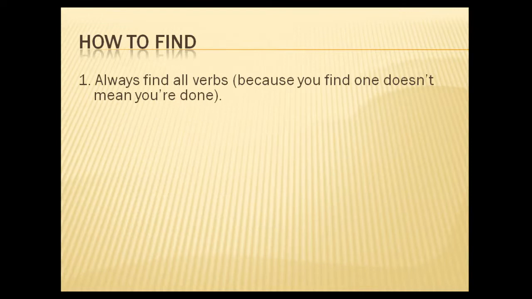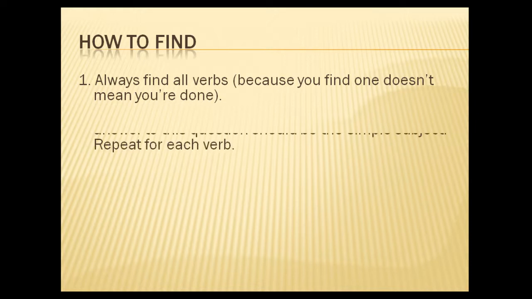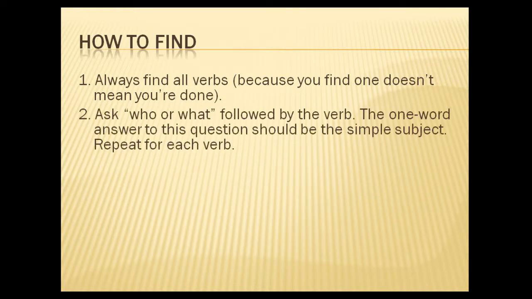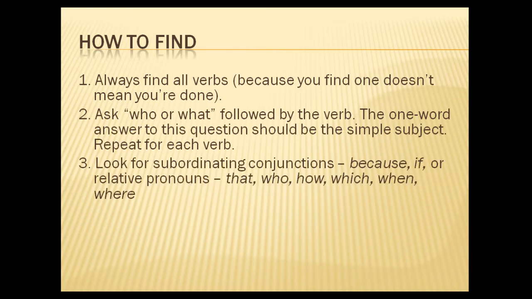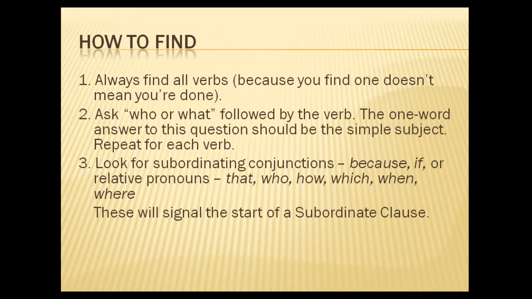How do we find these? The steps haven't changed that much. We're just going to add a little bit to them. First, always find the verbs. All the verbs. Because you find one doesn't mean you're done. Ask who or what followed by the verb. The one-word answer to this question should be the simple subject. Remember to repeat this for each verb. Look for subordinate conjunctions, words like because, if, or relative pronouns, such as that, who, how, which, when, and where. These signal the start of a subordinate clause.